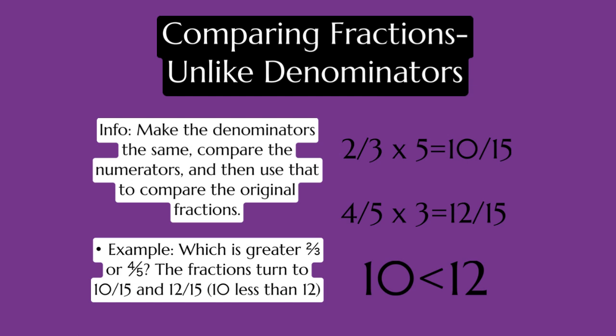Now we also have to do the second fraction. So we have to multiply 3 to the 5 in 4/5 to get 15. So we also have to multiply 3 to the 4, which ultimately gives us 12/15. Lastly, all we need to do is compare the numerators just like we did when we compared fractions with the same denominators. Since 10 is less than 12, the fraction 2/3 is less than 4/5.